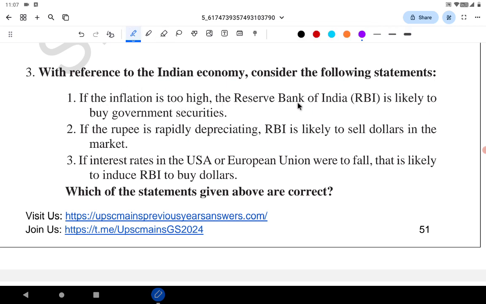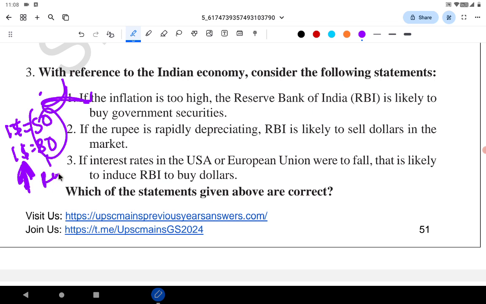If the inflation is too high, the Reserve Bank of India is likely to buy the government securities. When inflation is high, to suck the money out of the market, the RBI will sell government securities and get the money back. So the first one is wrong, not buy, it is sell. If the rupee is rapidly depreciating, say $1 equal to 50 rupees is now $1 equal to 80 rupees, RBI is likely to sell the dollar in the market. To offset this depreciation, they will increase the supply of dollars and reduce the supply of rupees, to make sure the depreciation stops.